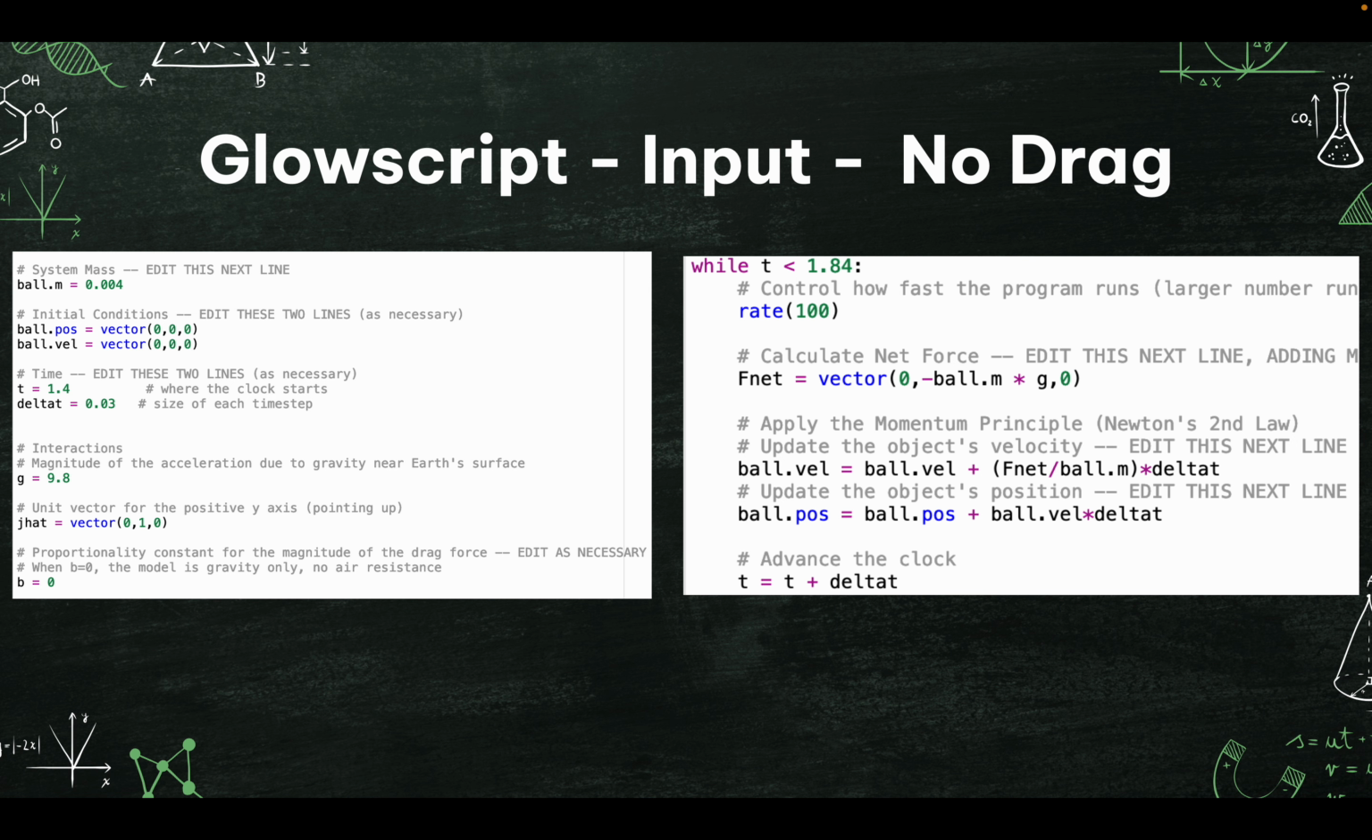The GlowScript input for the no drag model shows the ball position and ball velocity both starting at 0, the mass being 4 grams converted into 0.004 kilograms, and the code shows that the net force calculation is just the weight of the object in the negative y direction, and then the velocity update formula and the position update formula.